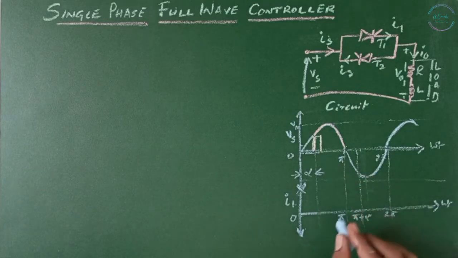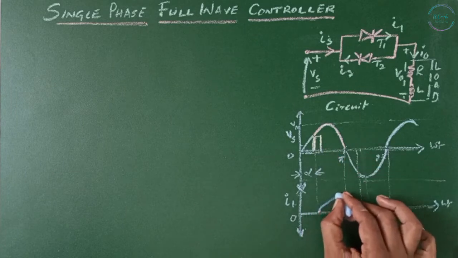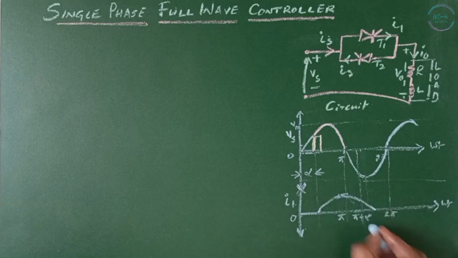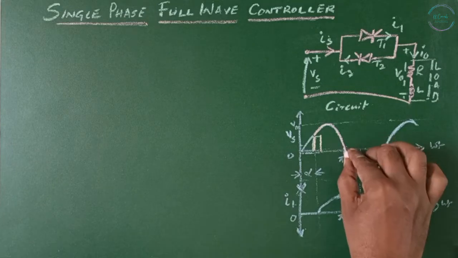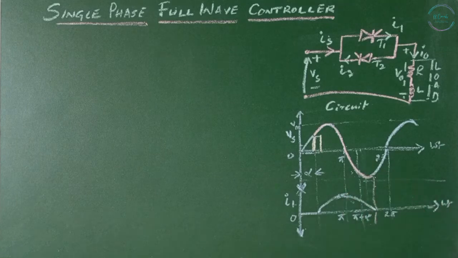The current through thyristor T1 starts when the firing pulse is given and does not fall to zero at omega t equals pi plus alpha. The thyristor T1 will continue to conduct until its current I1 falls to zero at omega t equals beta.